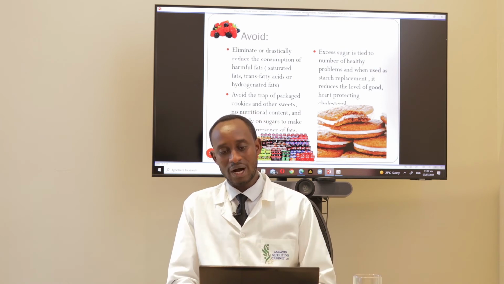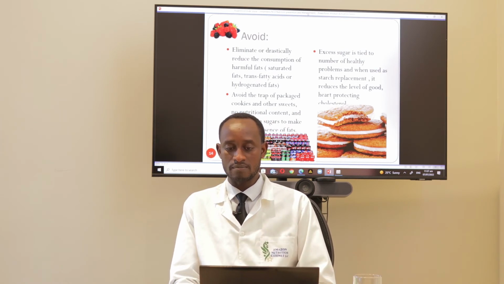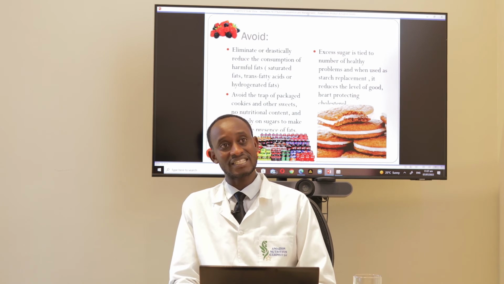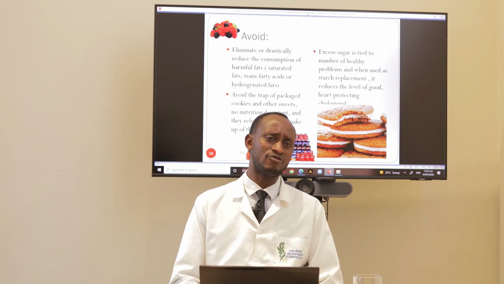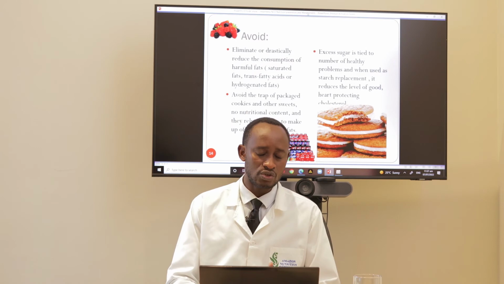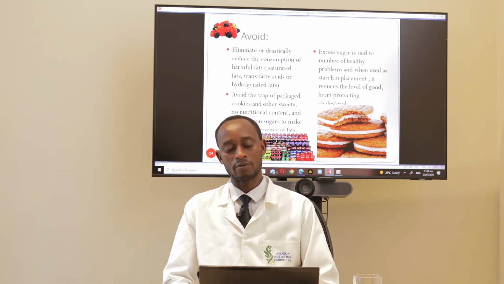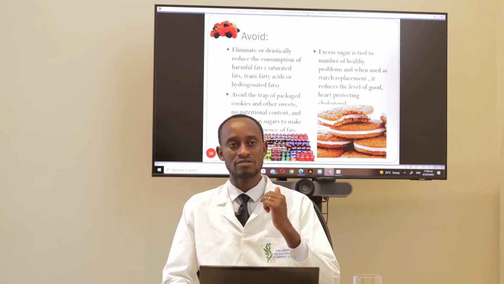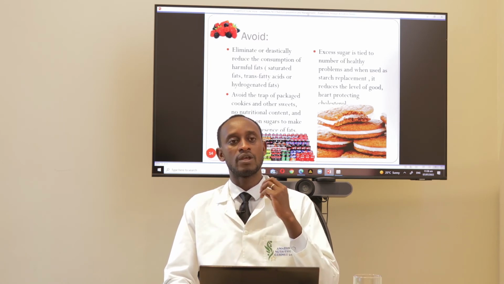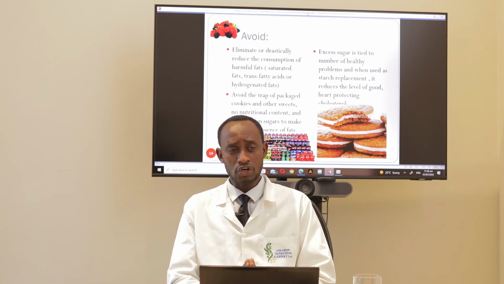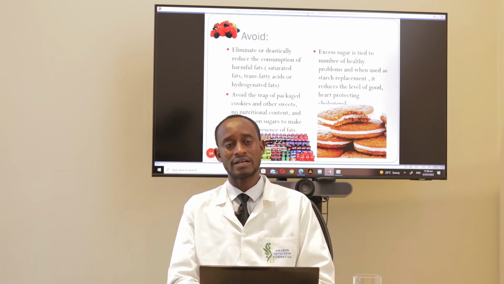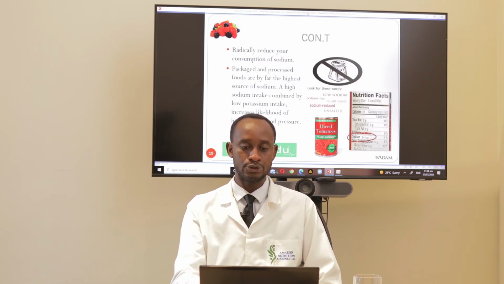Excess sugar is tied to a number of health problems, and when used as a starch replacement, it reduces the level of good heart-protecting cholesterol. So avoid the starch, avoid the sugars. If you want to prevent non-communicable diseases, cardiovascular diseases, diabetes and cancers, avoid or eliminate the consumption of trans fats, sugars, and basically industrially made food.